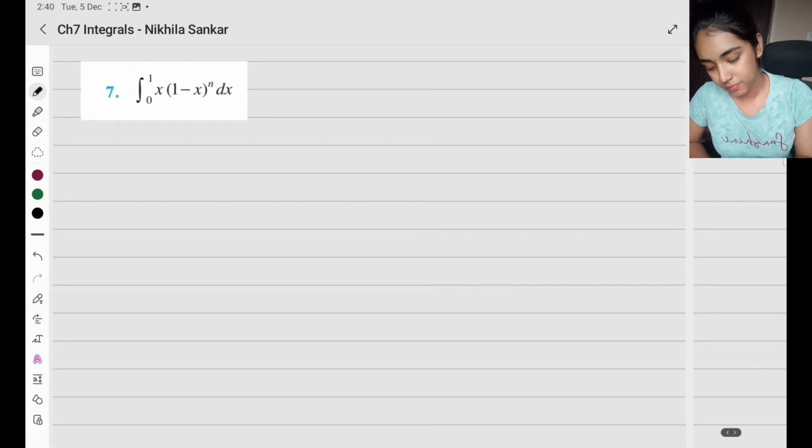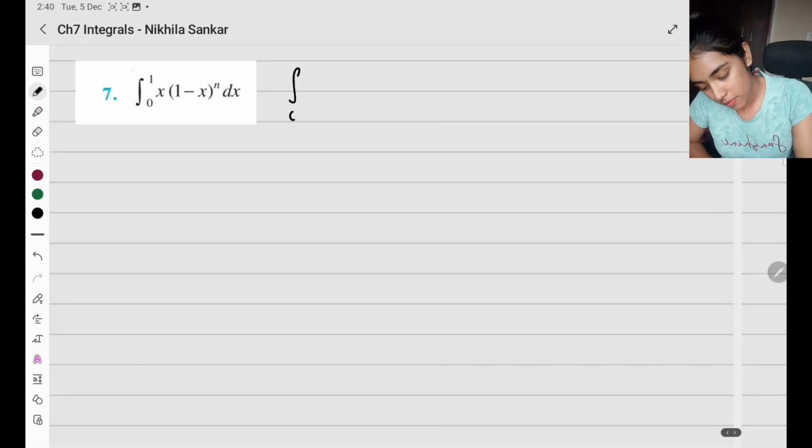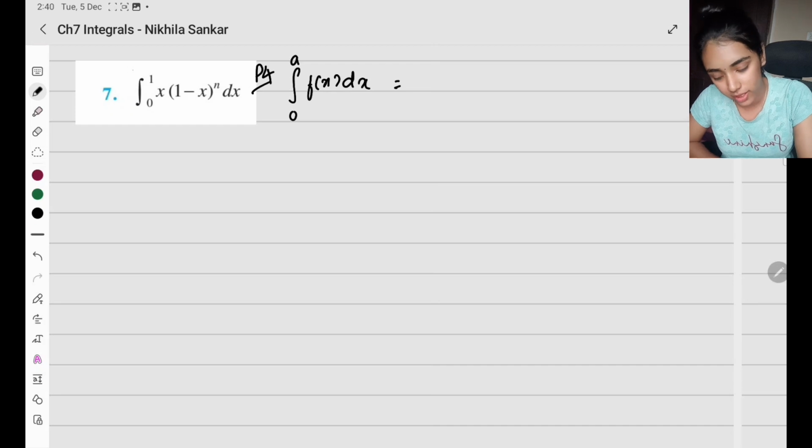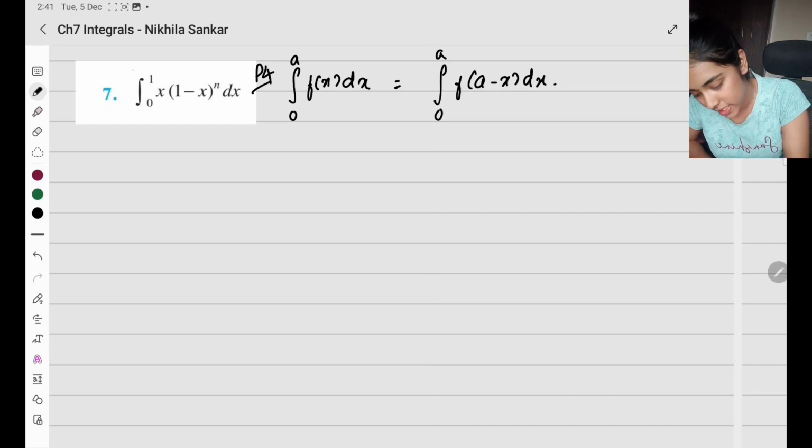Question number 7. So this is again of the form integral 0 to a of f of x dx, so using property number 4. நம்ம first 4 questions solve பண்ணாலும் அதே property தான். This property you use it a lot, அதனால இதை ஞாபகம் வச்சுக்கோங்க. So this is going to be integral 0 to a of f of a minus x dx. So when I apply that, this is my integral.